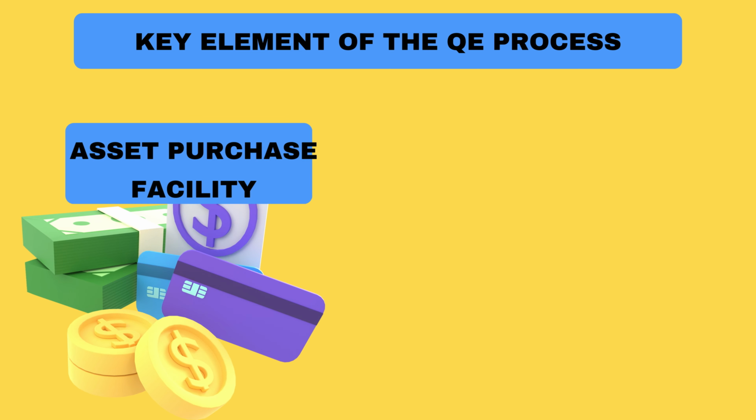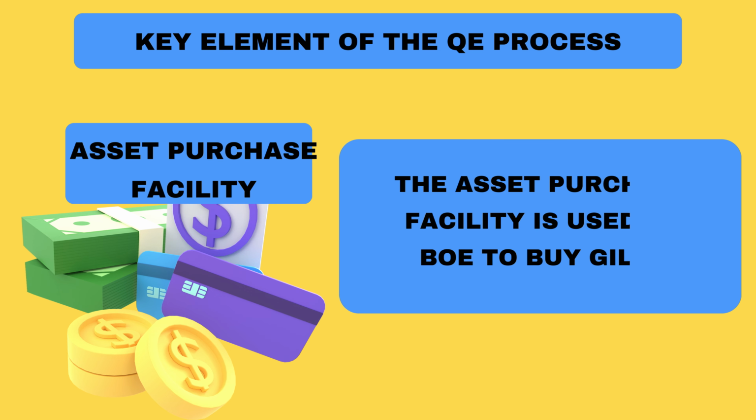Key elements of the QE process. Asset Purchase Facility, APF. This special purpose vehicle is used by the Bank of England to buy government bonds. The APF holds these gilts, and any transactions associated with these bonds are managed through this entity.